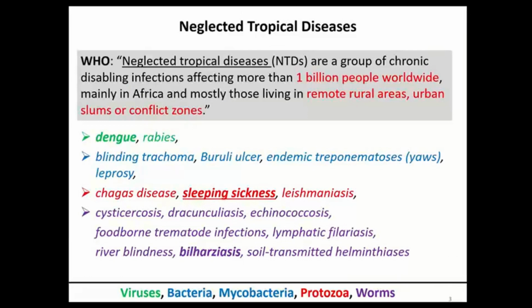So let us begin with the human African Trypanosomiasis. This disease is a so-called neglected tropical disease, NTD. The WHO defines such diseases as a group of infections occurring mainly in Africa and affecting people living mostly in rural areas, urban slums, and conflict zones. Several viral diseases, a lot of worm diseases, but also some bacterial and mycobacterial diseases are listed on that list of NTDs, and parasitic diseases, like for example the Chagas disease, which is the American Trypanosomiasis, and leishmaniosis, and last but not least the African sleeping sickness, also called human African Trypanosomiasis.